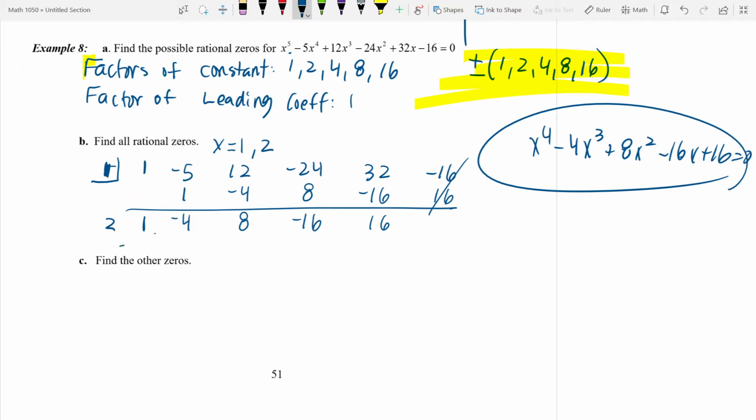Everybody put a 2. 1 comes down. 1 times 2 is 2. -4 plus 2 is -2. -2 times 2 is -4. 8 minus 4 is 4. 4 times 2 is 8. -16 plus 8 is -8. -8 times 2 is -16, and I'm good to go.